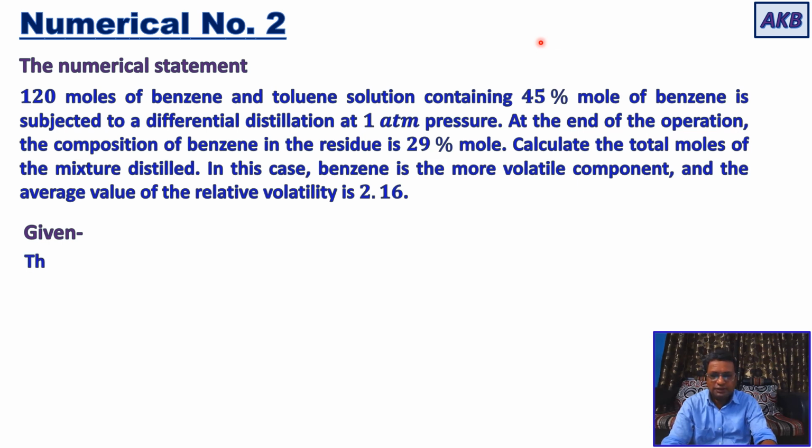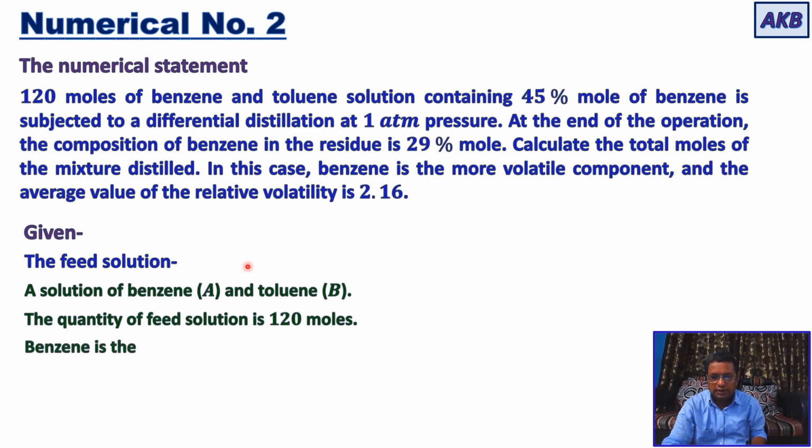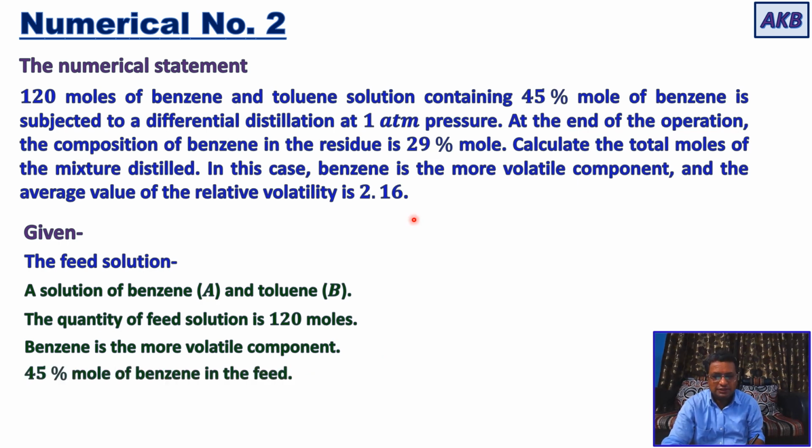Okay, what are the given things? Let us note down. First, we have the feed solution that is known to us. So the feed solution is a solution of benzene, let us call that A, and toluene, let us call that B. The quantity of the feed solution is 120 moles, and then benzene is the more volatile component. Again, this is given. 45% mole of benzene is in the feed.